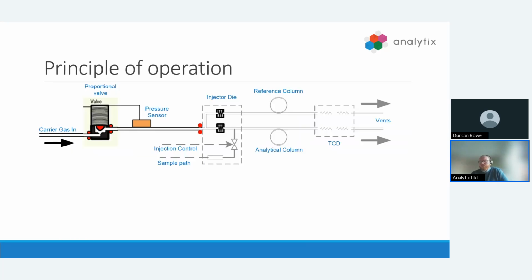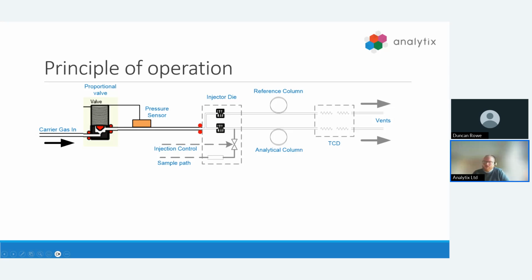So I'll just talk you through the principle of operation of the channel. Each channel is independent of each other, and we'll see the workflow through a single channel here. The carrier gas enters the system on the left-hand side through the proportional valve, and it's controlled down to pressure for whatever particular method you're looking to run. This carrier gas will pass through the flow path on both the analytical column and the reference column flow path and to the TCD detector.